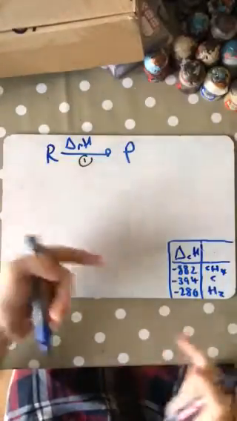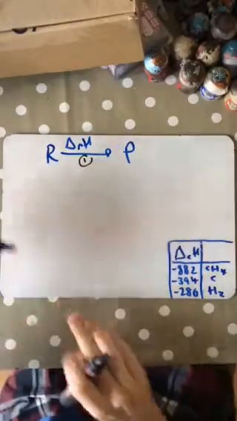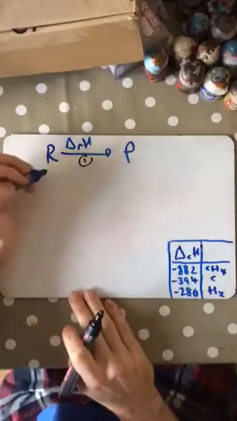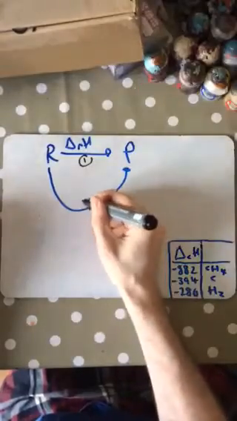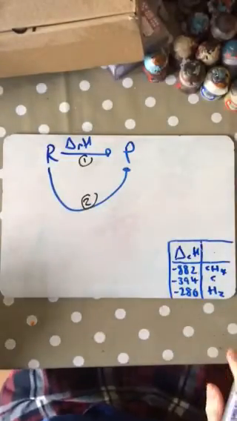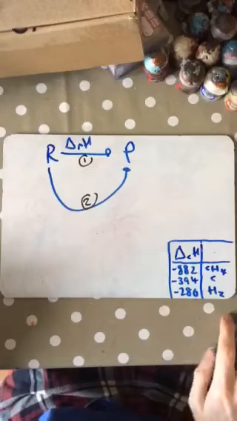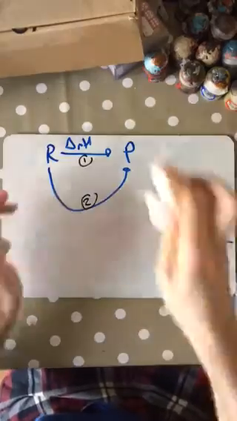And then you'll have to use the data given to you in the table, so they'll always give you some data to find some kind of alternative pathway. Let's call that pathway 2. And then Hess's law is pathway 1 equals pathway 2. So let's look at an example.